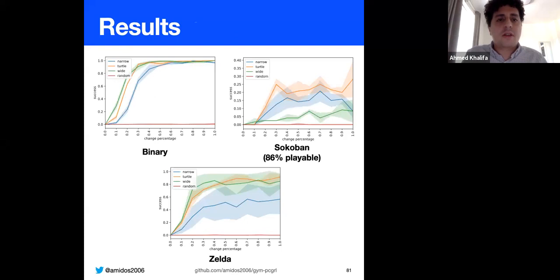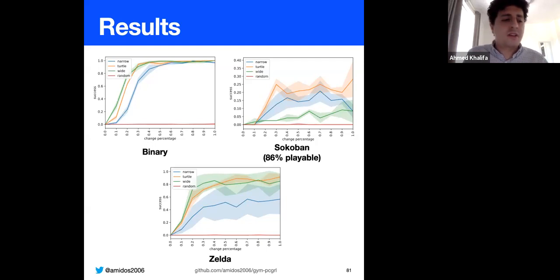So looking at the results, you can see that for the binary and the Zelda game, that's during inference. After the network is trained, we run them multiple times and just collect how many of the levels generated are successful. For binary and Zelda, we're almost at 100% success rate. But for Sokoban, we had only 25% success rate, which was pretty low.